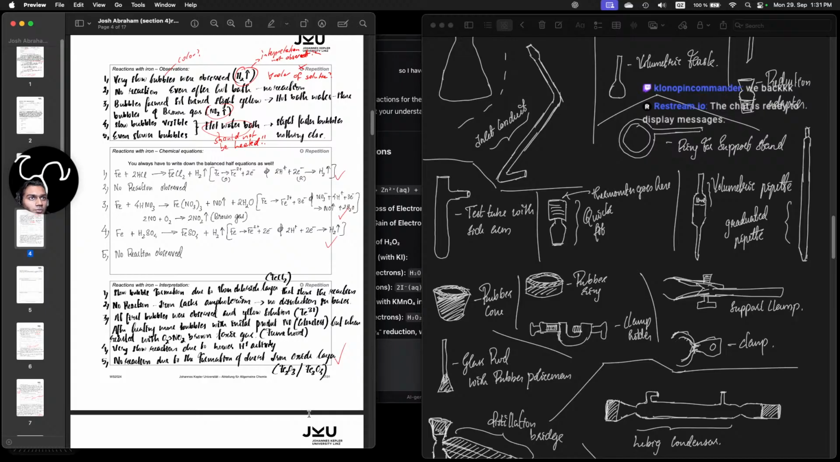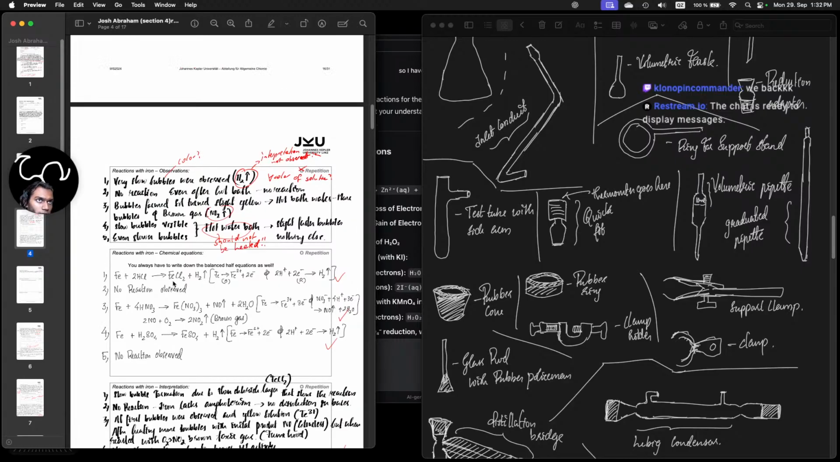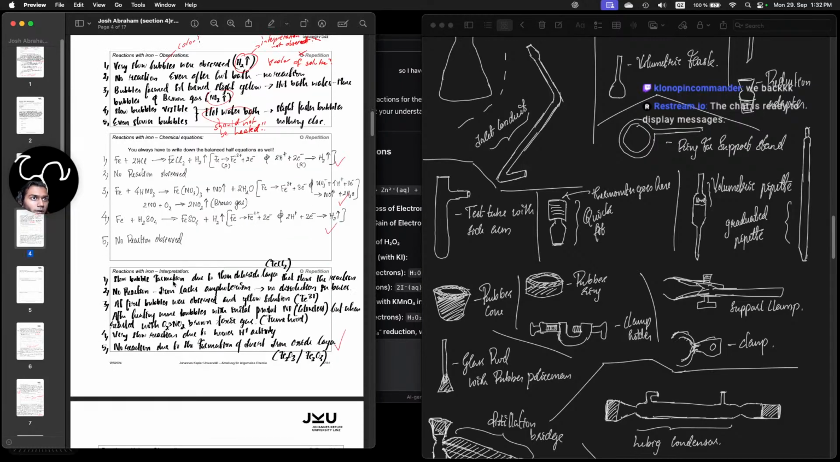Now the reaction with iron, interpretation. Slow bubble formation is due to chloride ions. What was the first one? HCl. Okay, a chloride layer slows the reaction. No reaction with iron plus sodium hydroxide. Iron lacks amphoterism, so there is no dissolution in strong bases.